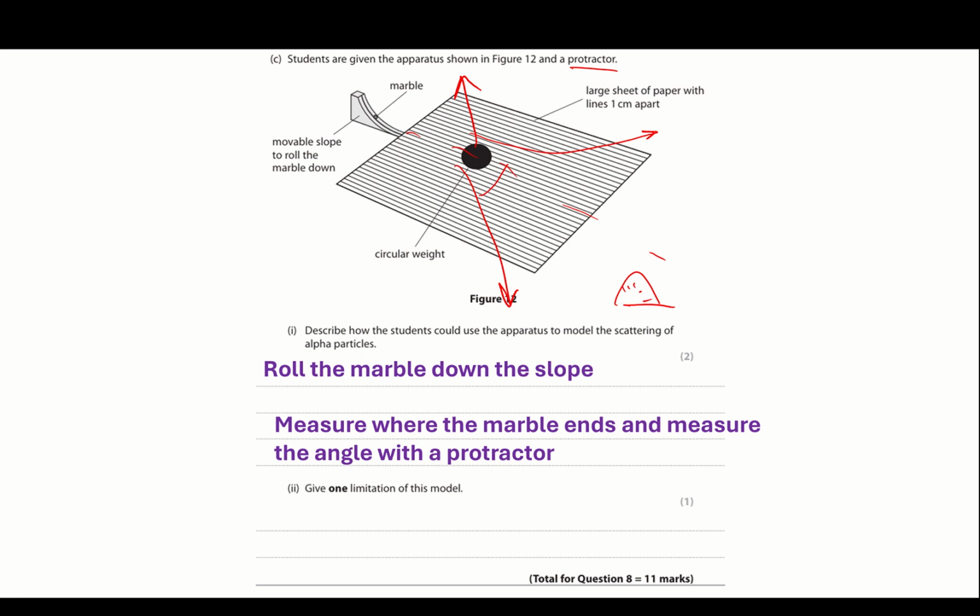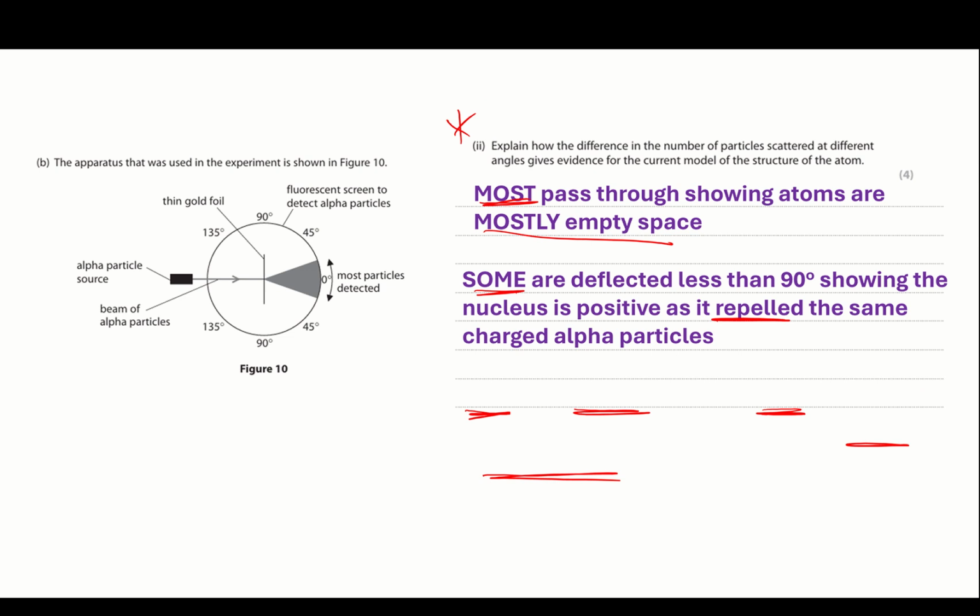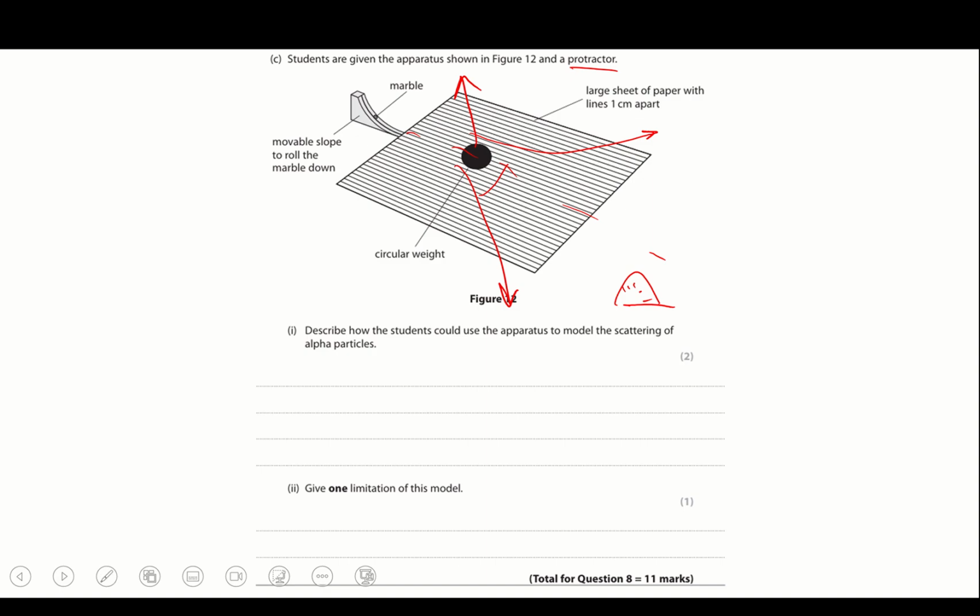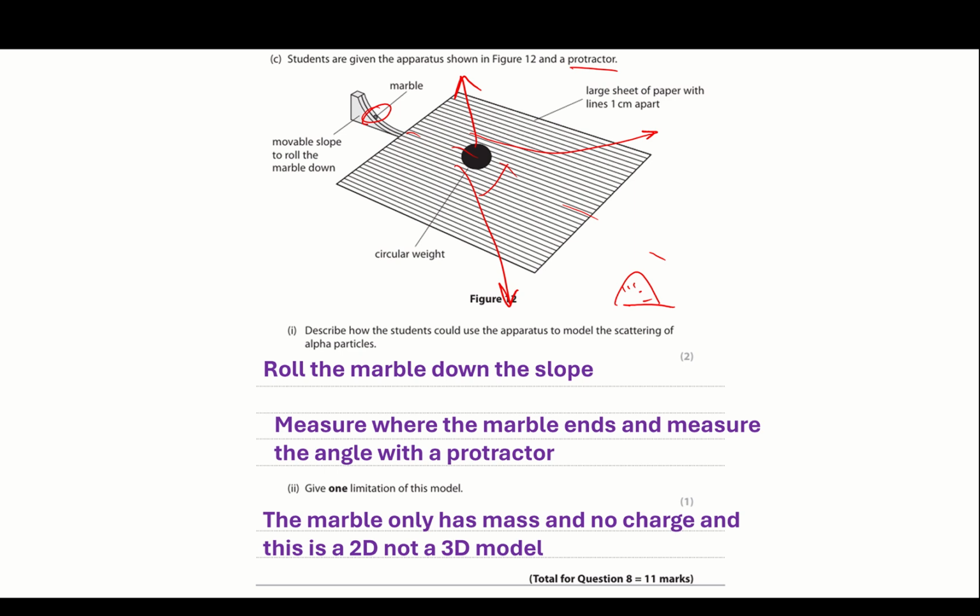So give one limitation of this model. Well, the crucial part is everything about this previous one. We had this idea of charge. And that marble only has mass. So the limitation of this model is it only has mass and no charge. Or I could even argue it's a 2D plane rather than a 3D model. But I think the idea of mass and charge is well worth making sure you understand that. Okay.